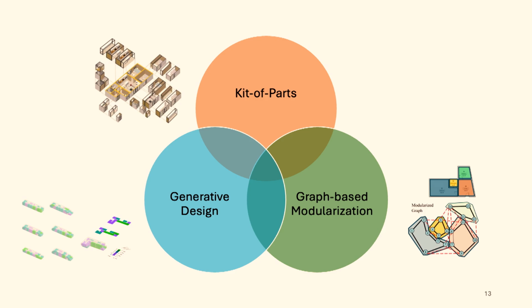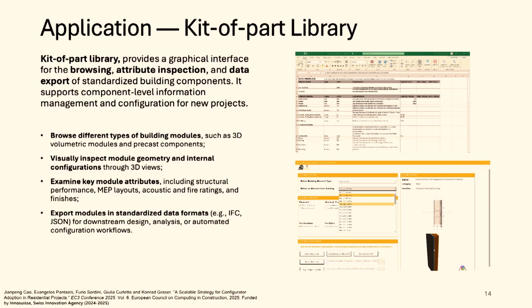So far, we have introduced you to the kit parts and different product variations. We introduced you to generative design and graph-based modularization. Let's move on to show you some practical applications or prototypes. The first application is a kit part library, developed in collaboration with Imperia, a Swiss developer, and the Zurich University of Applied Sciences. This project is funded by the Swiss Innovation Agency.